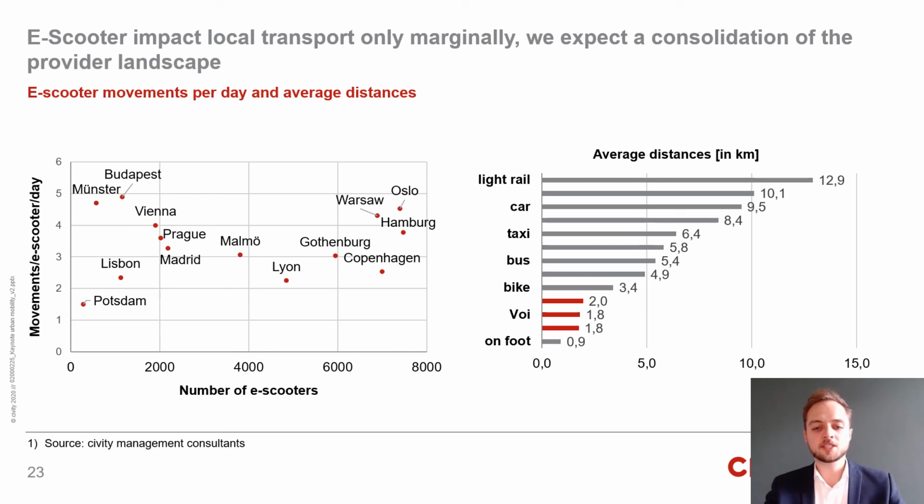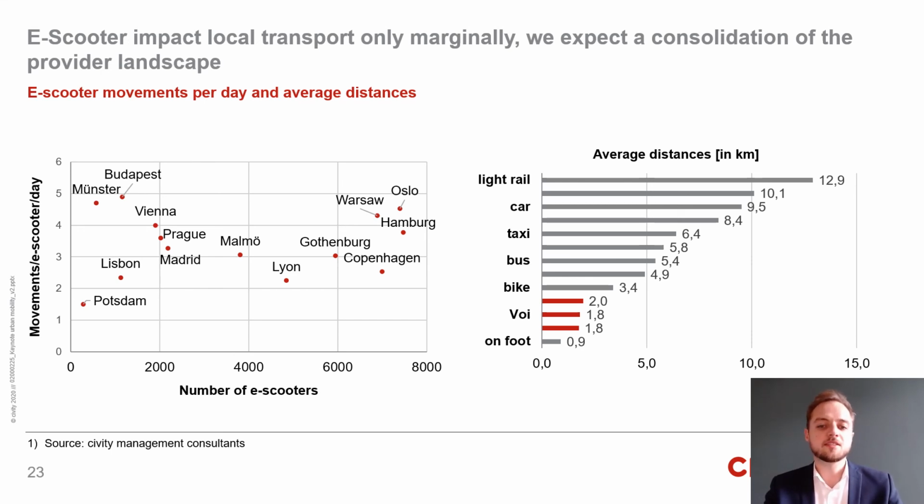On average, scooters are used for distances up to 2 kilometers, indicating that those trips are comparable to distances that are usually done by walking or cycling. And time-wise, we found that the usage of e-scooters peaks in the after-work hours and on weekends.